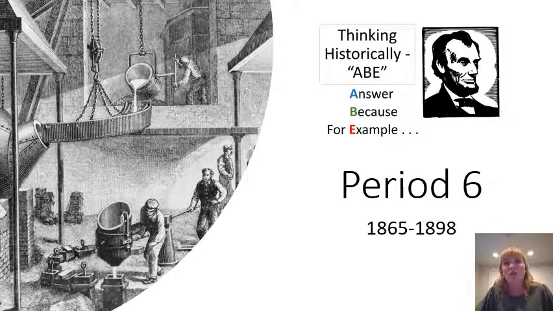And so we're going to look at the time period from 1865, which is the end of the Civil War, up until 1898. And we are going to look at some historians' opinions about these changes and use our strategies of Abe to figure out how to write about these opinions of these changes.